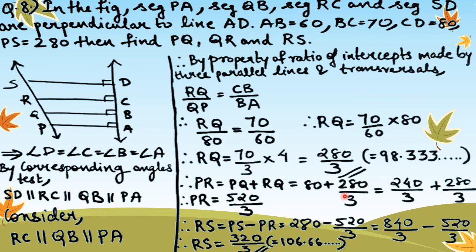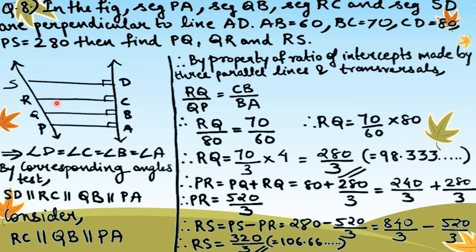Now the next part is finding RS. We got PQ, we got RQ, we need to find RS. Here we know that PR is PQ plus RQ, correct? So that would be 80 plus 280 upon 3, that would be 240 upon 3 plus 280 upon 3. Why 240 upon 3? I needed to equalize the denominator so that I can operate, as we do with rational numbers. So I multiplied and divided by 3, and it becomes 240 in the numerator and 3 in the denominator. So 240 plus 280 is 520 upon 3. So PR is 520 upon 3.